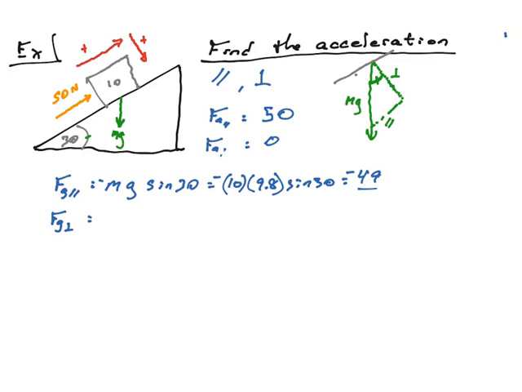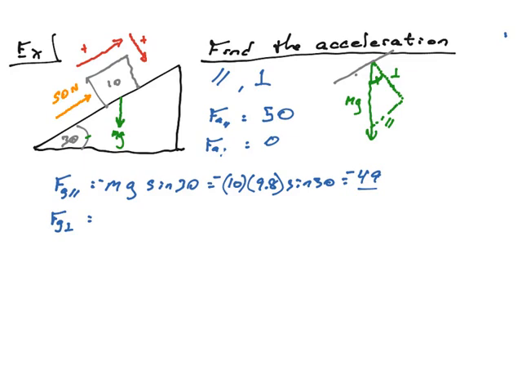I have chosen for this problem to make sliding up the ramp the positive direction. So my applied force of 50 is up the ramp, so it's positive. But gravity is pulling me down the ramp, so it's negative. That's my own choice here.